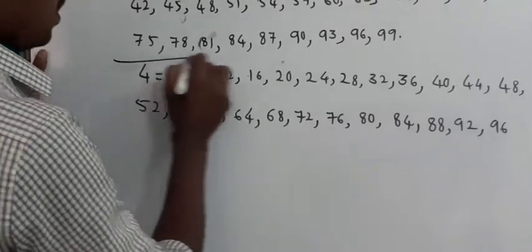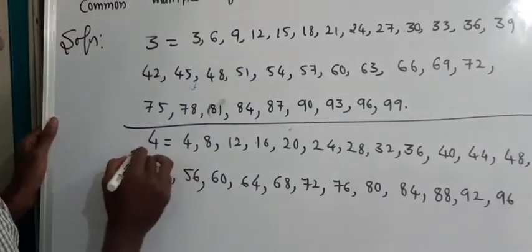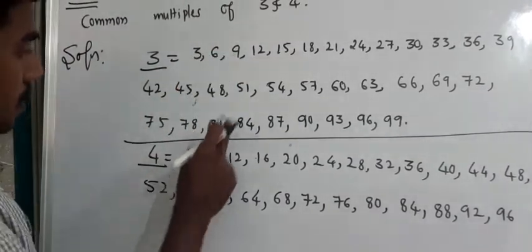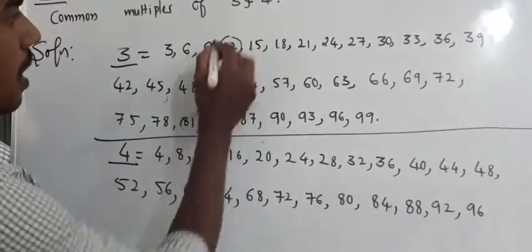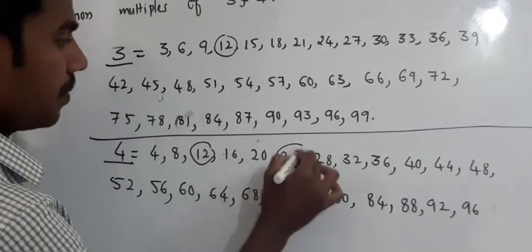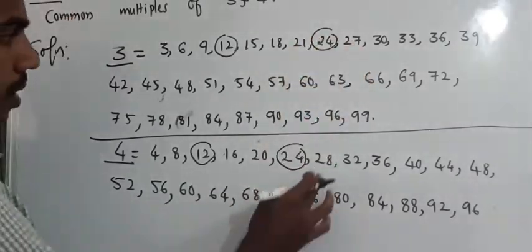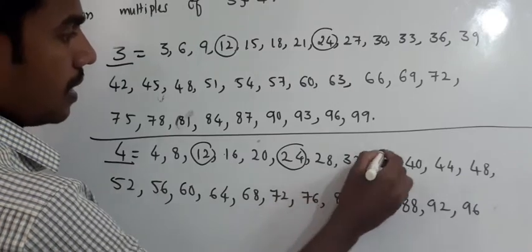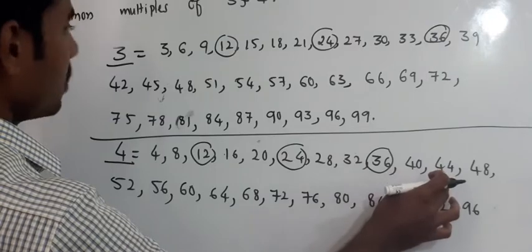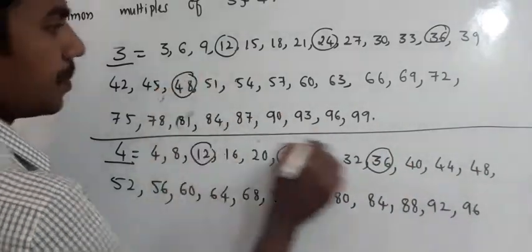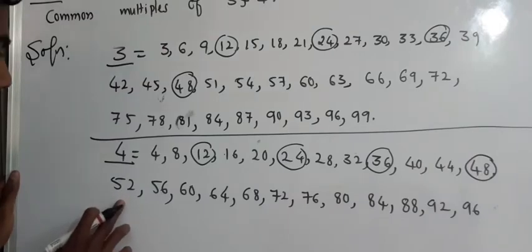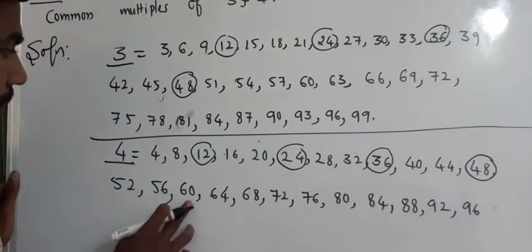Now, 3, 4. Okay. Next, 12. Next, is 16 there? No. 20 there? No. 24 is there. Next, 28 is not there. 32 is not there. 36 is there. Next, 40 is not there. 44 is not there. 48 is there. Next, 52 is not there. 56 is not there. 60 is there.